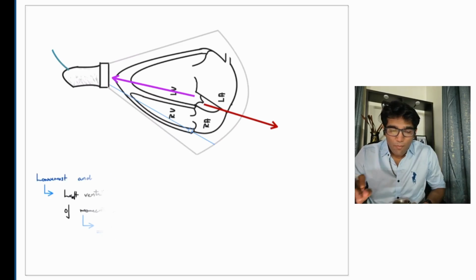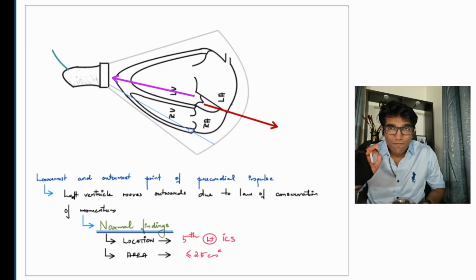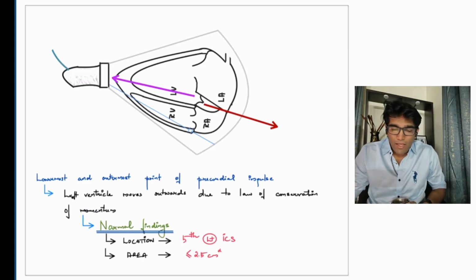The normal apex beat is located in the fifth left intercostal space and occupies an area that is less than 2.5 centimeters square, a small coin. If you're in India, a 2 rupee coin or something like that. So that is your normal apex beat.